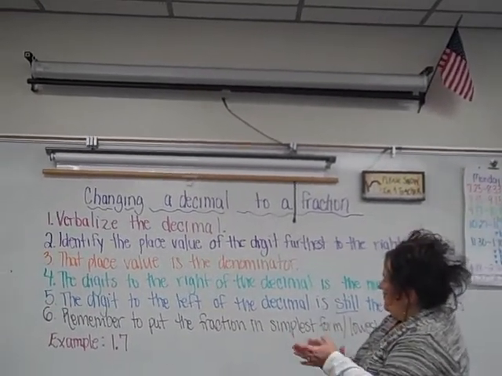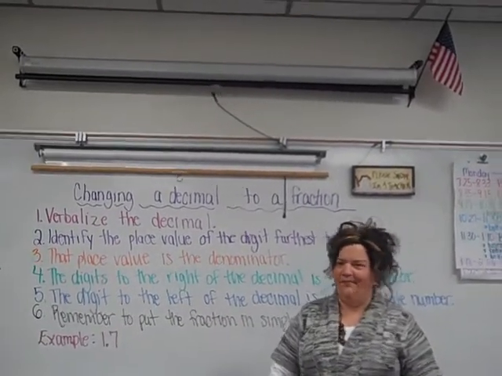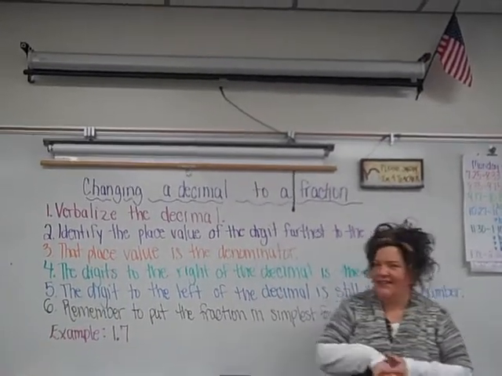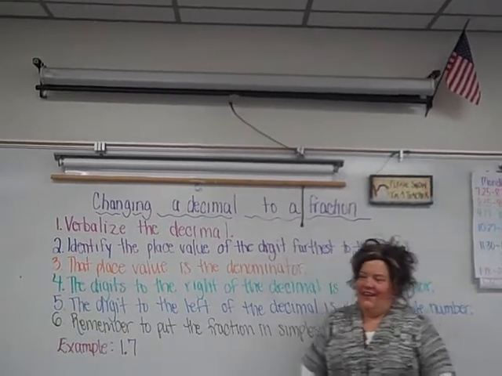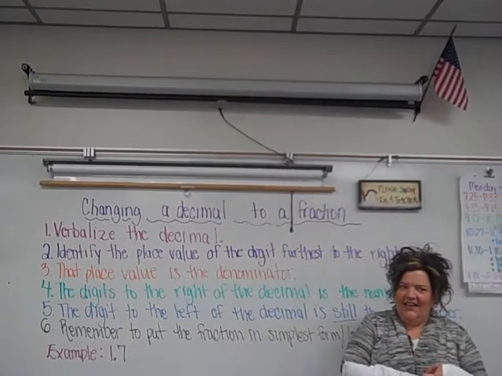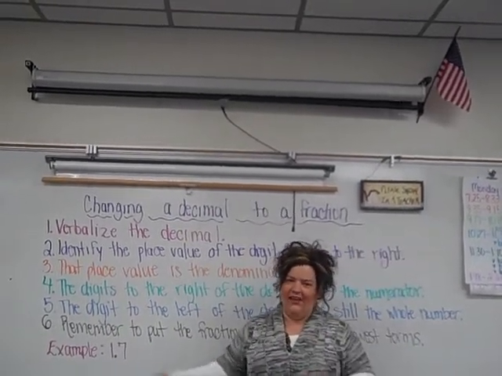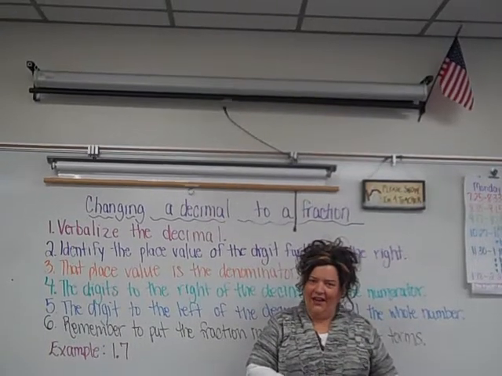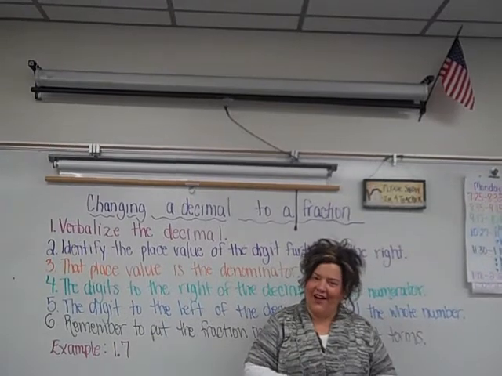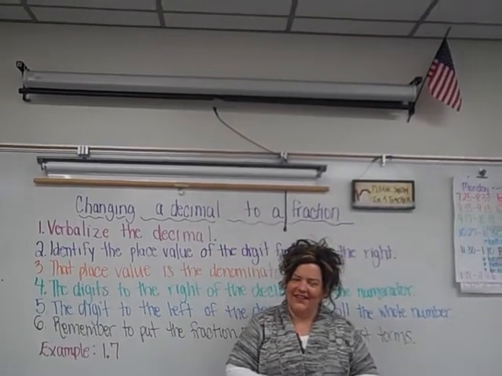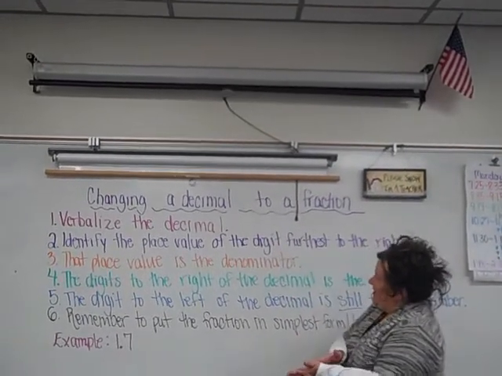So, I have some steps here. I'm going to read through the steps and then we'll do the example. The first step is to verbalize the decimal. In our example, it's 1.7. Some of you might already see the connection between verbalizing the decimal and simply writing the way you say the decimal the same way as you would say that fraction. Some of you might see that right away. So the first step is to verbalize the decimal.